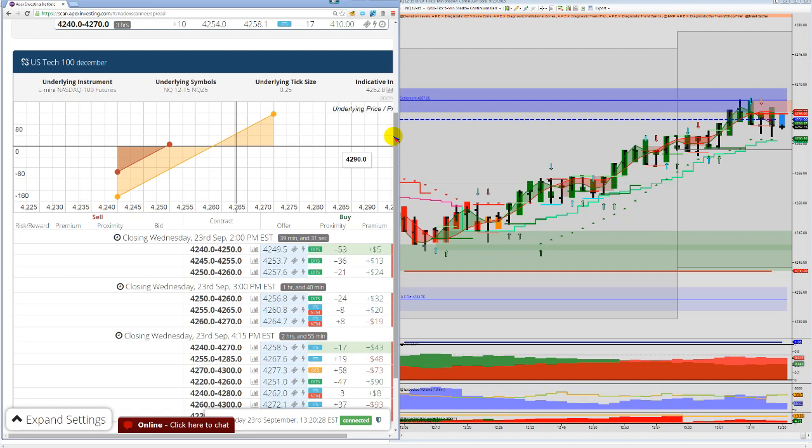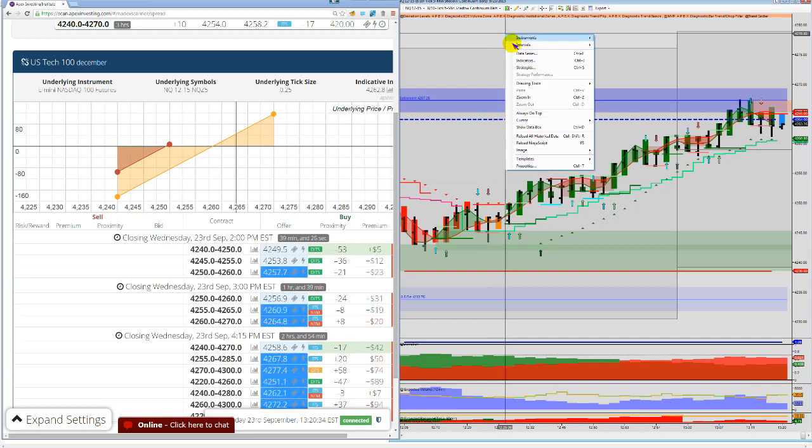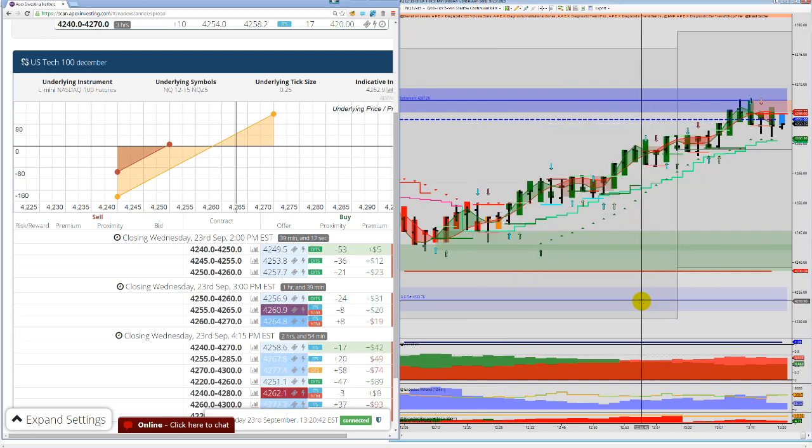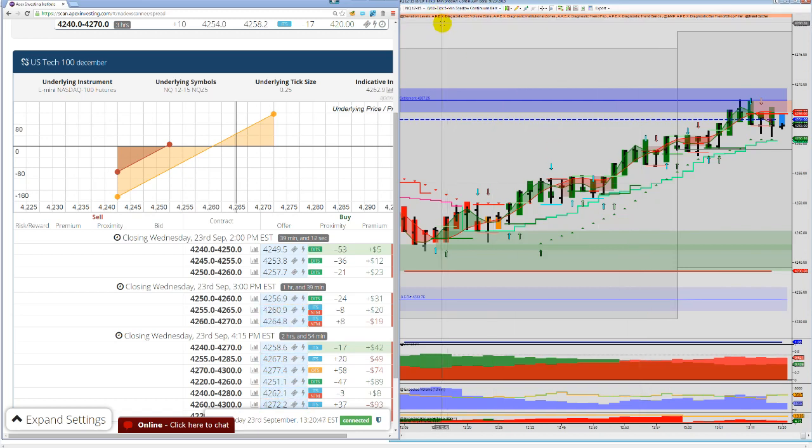I'm using the continuum bars, which you access under the data series. So if I just right click over here and go to data series, Apex continuum bars, and I have 8, 10, 5. That's what you will see me using in most cases. Okay, so 8 trend, 10 reversal, 5 minutes.